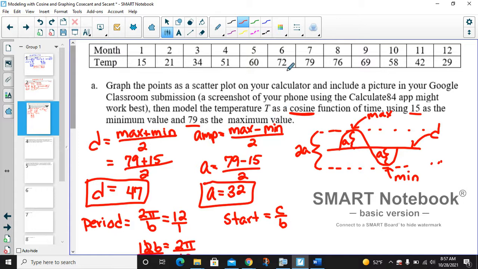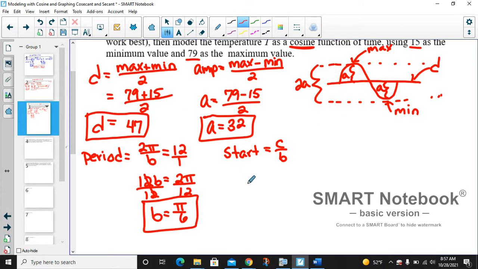So where is the maximum value here? The maximum value here is 79. They told us it was 79. Where does that occur? That occurs in the 7th month. So my start is actually going to be 7.